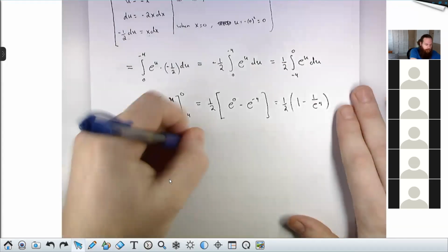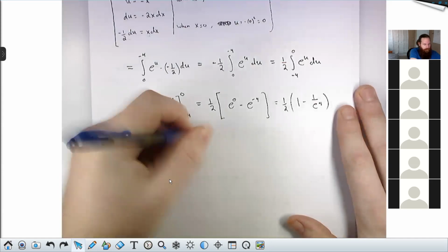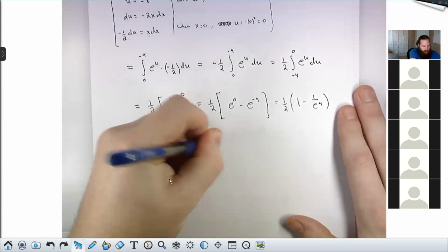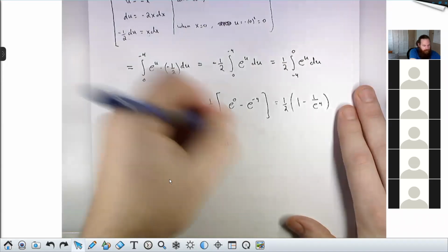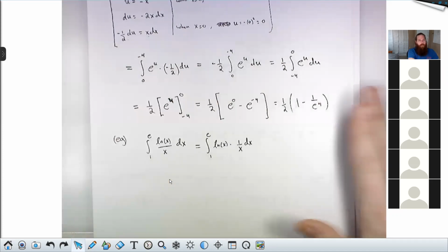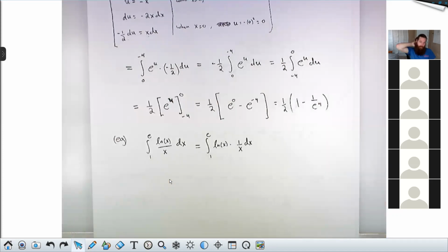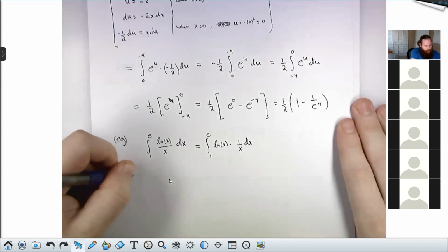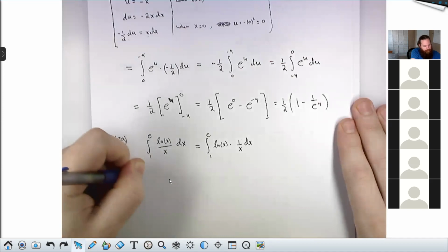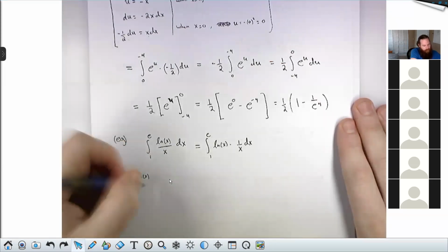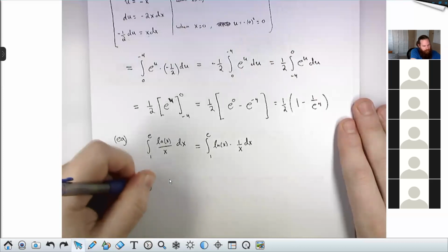But this integral can be rewritten as ln x times 1/x dx. And I recognize 1/x as the derivative of ln x. So here, if I let u be ln x, the whole thing, then du is going to be my 1/x dx.